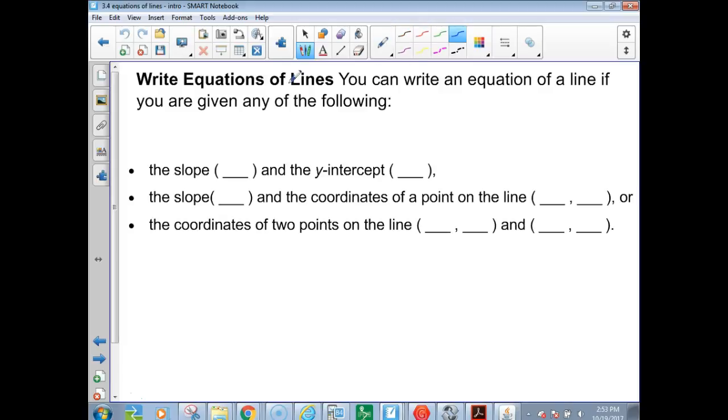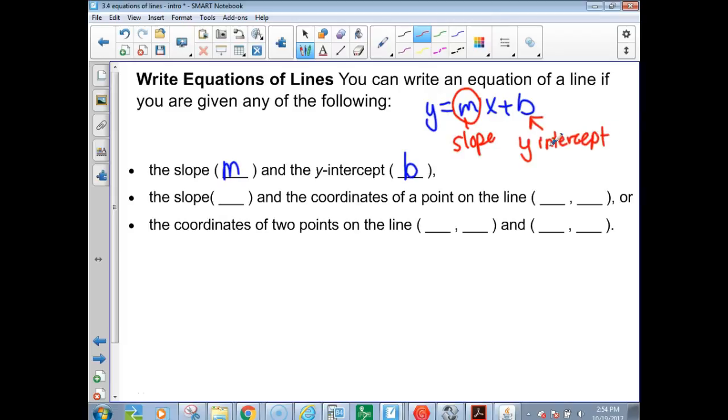Okay, so for right now, you're going to write equations of lines. You can write an equation of a line if you are given any of the following: the slope, m, and the y-intercept, b. That's when you have a format of y equals m times x plus b, which is called slope-intercept form, where m is your slope, and it's only the number in front of x, the leading coefficient of x, or the coefficient of x, and b is the y-intercept.